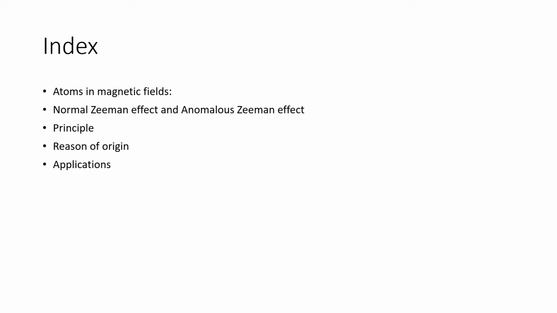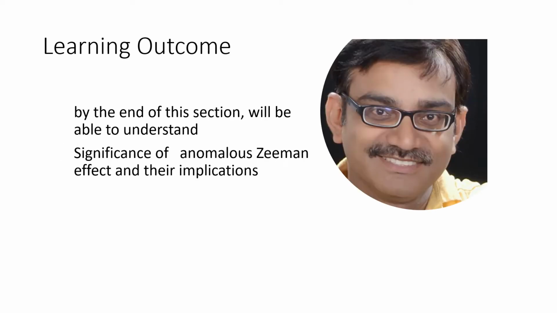We will discuss briefly the normal Zeeman effect, although we have discussed it in detail in the previous lecture. Then we will also discuss the anomalous Zeeman effect, the principle of this effect, the origin of this effect, and finally its applications. By the end of this section, we will be able to understand the significance of the anomalous Zeeman effect and its implications.